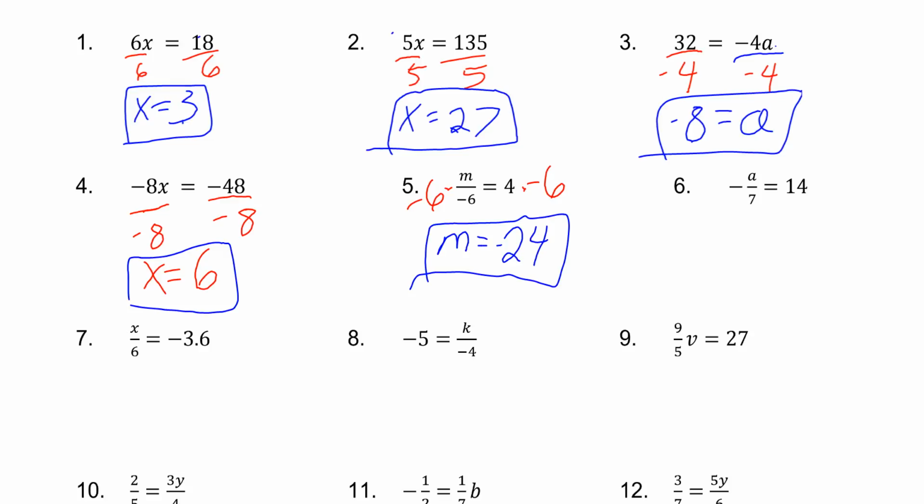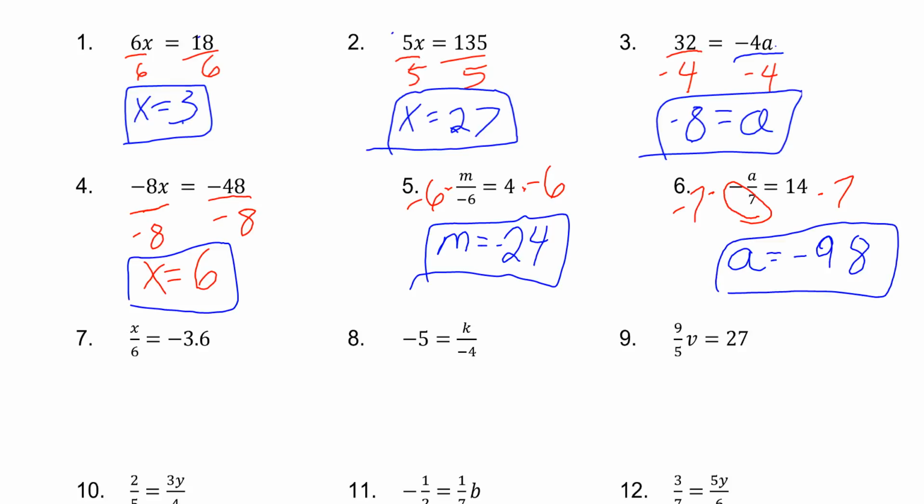On number 6, we're going to do the same thing. We're going to pair that negative with the 7, and we're going to multiply both sides by negative 7. And that's going to leave us with a equaling negative 98. And then, negative 98 divided by negative 7 is positive 14. So there's that.